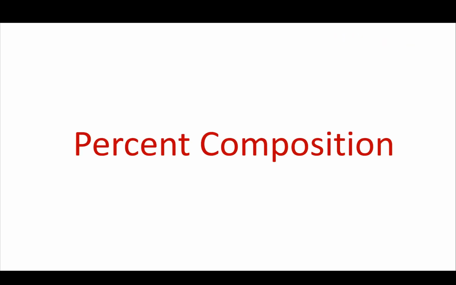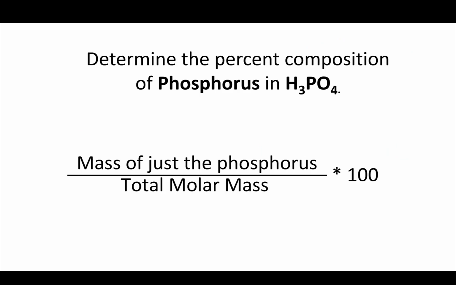Next, we learned about percent composition. The way that you determine the percent composition of a chemical is you measure just the mass of one particular part of the molecule, divide it by the whole molecule, then multiply it by 100 to make it a percent. So if I asked you for the percent composition of a chemical, you would have to give me all of them, but I might just ask you for one part of the chemical.